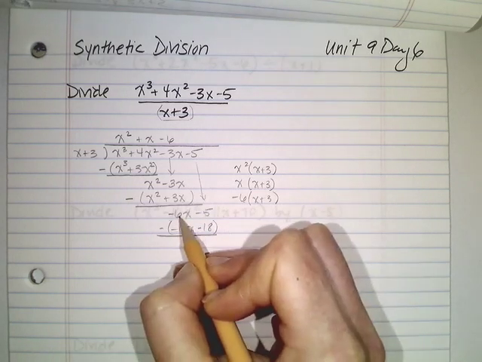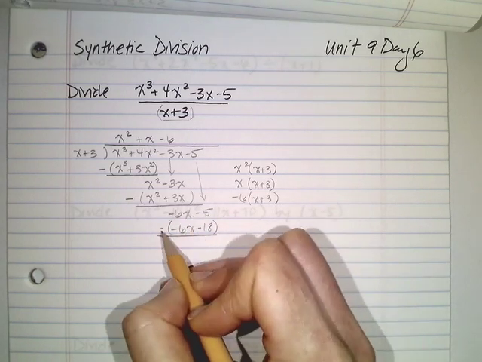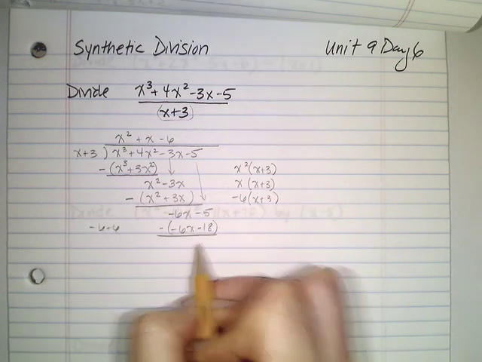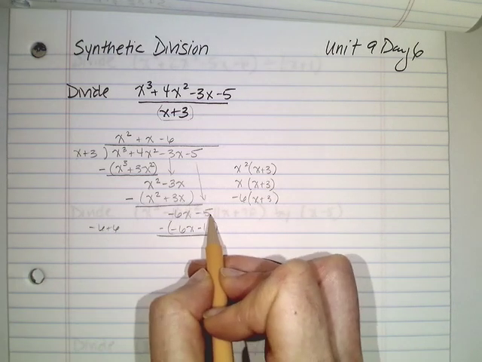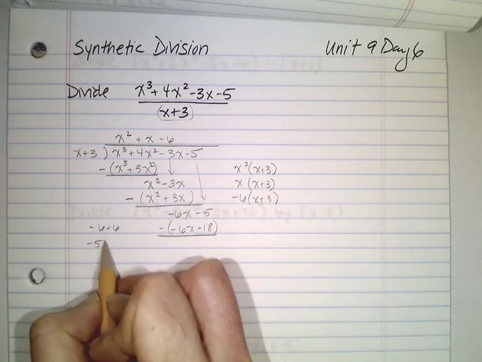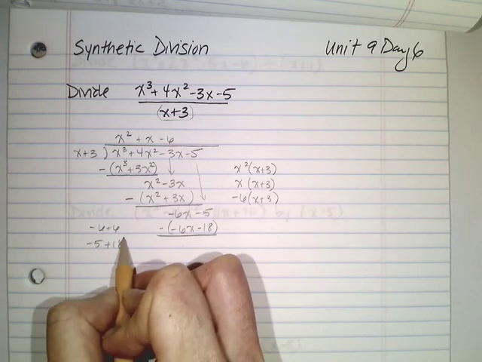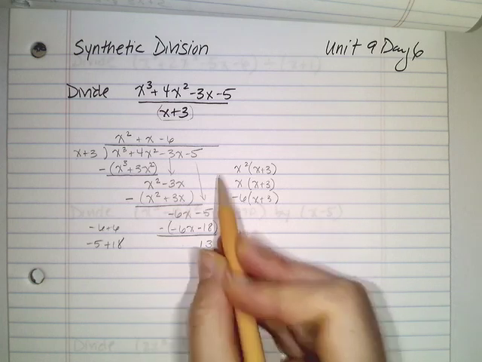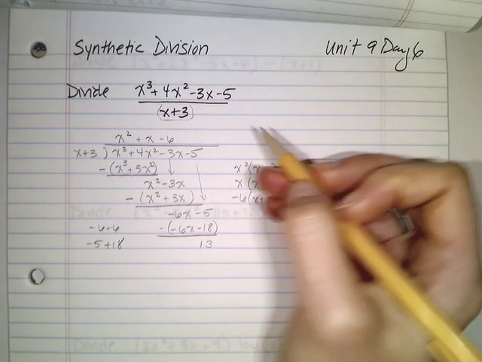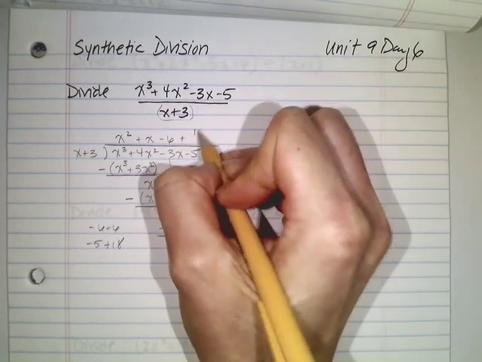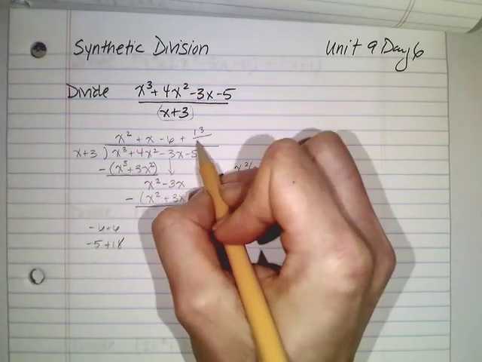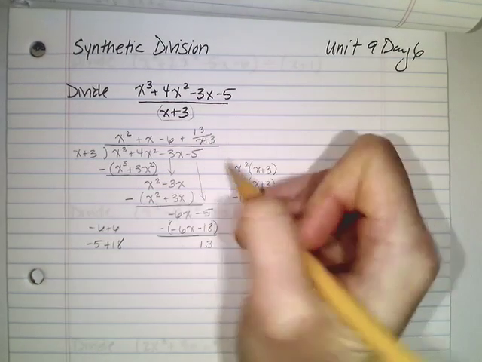Now, this negative 6x minus negative 6x is really negative 6 plus 6, or 0. And I get negative 5 minus negative 18, or 13. Now, I don't have any more terms to pull, so I get plus 13 over x plus 3.